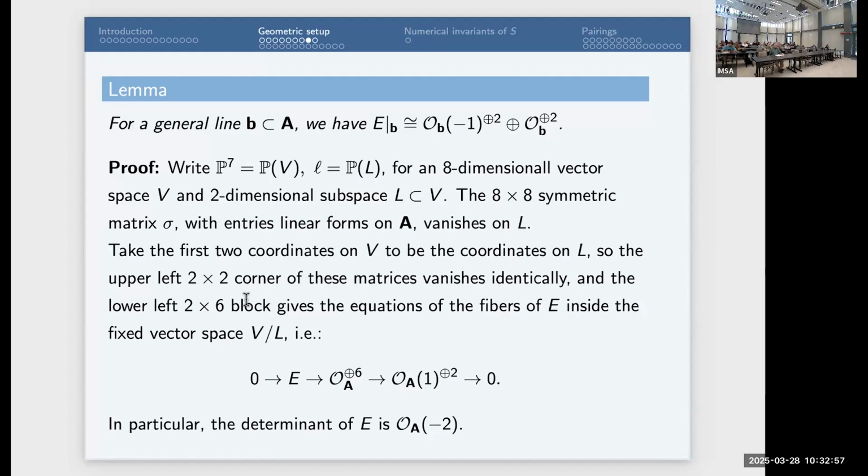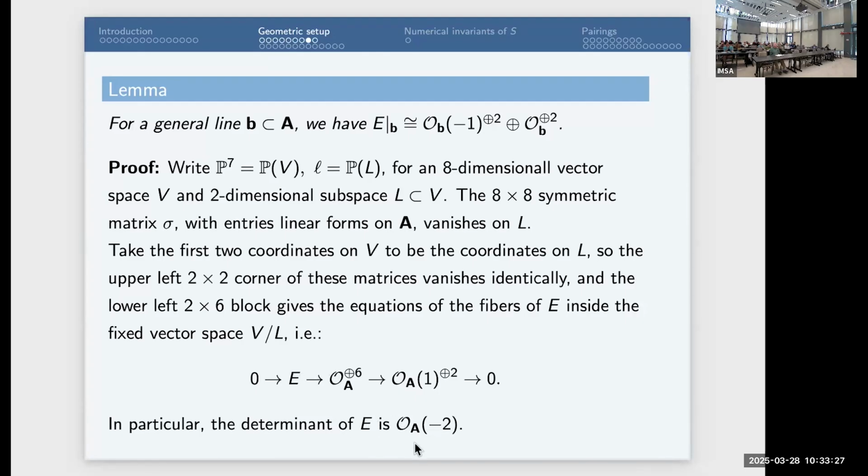Then the upper left 2 by 2 corner of this matrix is going to be identity, 0. And the lower left 6 by 2 block is the equation of the lines, inside the 6-dimensional vector space. In other words, if you get a sequence, the 6th, that means the log is identical.